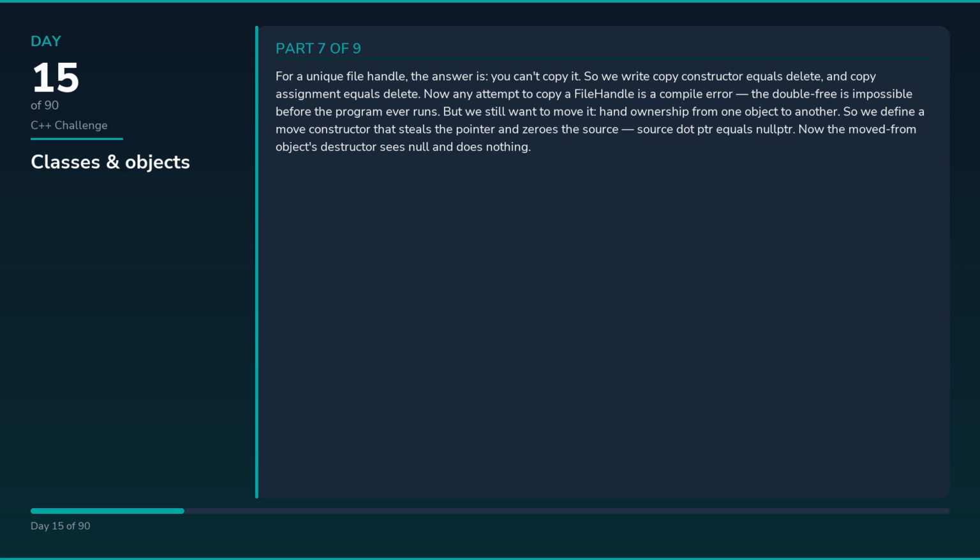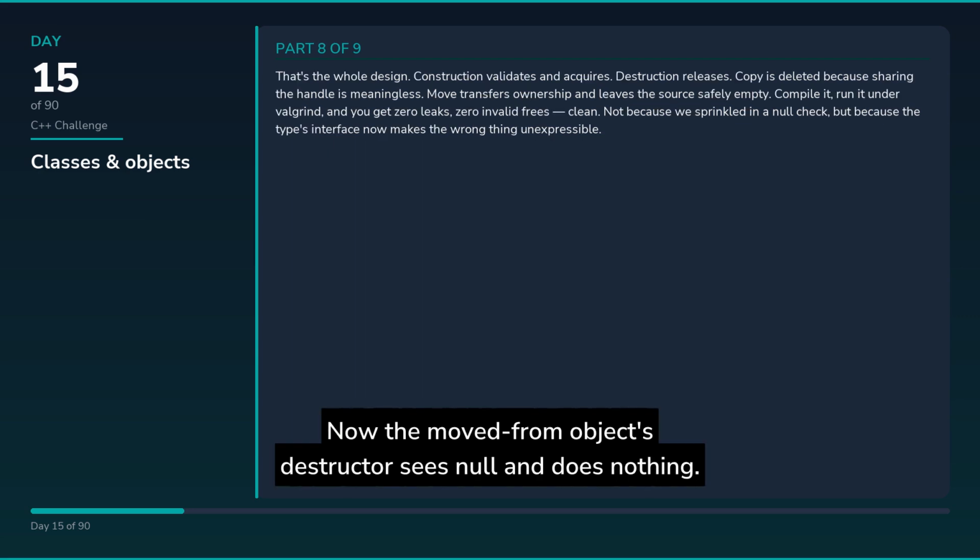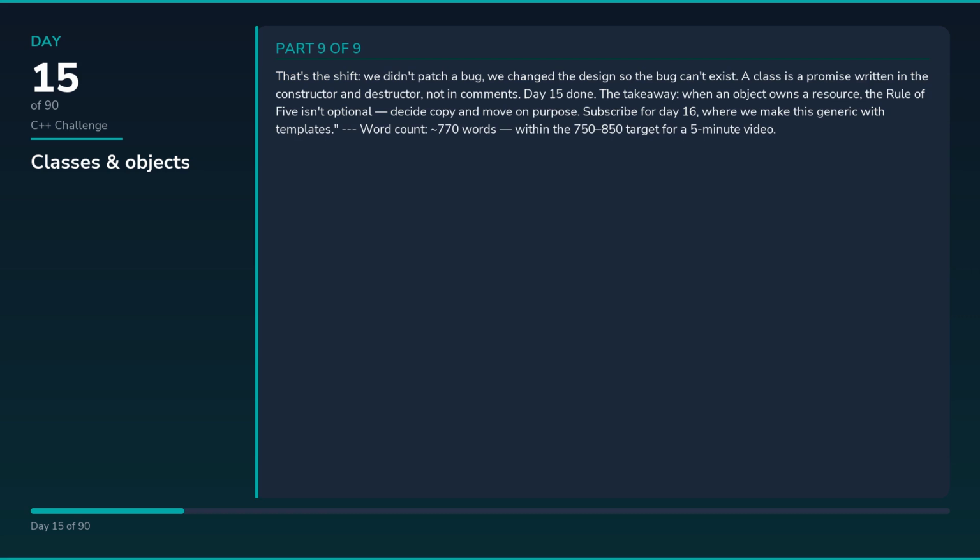That's the whole design. Construction validates and acquires. Destruction releases. Copy is deleted because sharing the handle is meaningless. Move transfers ownership and leaves the source safely empty. Compile it, run it under Valgrind, and you get 0 leaks, 0 invalid frees, clean. Not because we sprinkled in a null check, but because the type's interface now makes the wrong thing unexpressible. That's the shift. We didn't patch a bug, we changed the design so the bug can't exist. A class is a promise written in the constructor and destructor, not in comments.